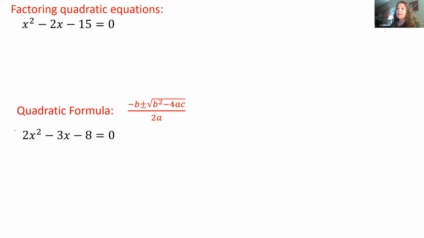One thing that we really have to remember is our letters A, B, and C. Whatever is your leading coefficient, in other words, whatever is multiplied by x squared, that's A. So our A in this situation is 2, our B is negative 3, and our C in this problem is negative 8. Now you're literally going to plug in these numbers for each of the variables in the quadratic formula. So the opposite of B: the opposite of negative 3 is positive 3.